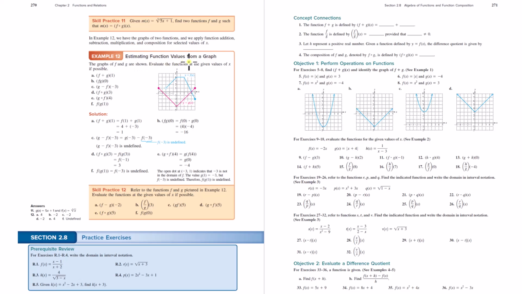Okay, estimating function values from a graph. We'll work some examples like this as well. Let's just give you more intuition of the ideas we're talking about here. Okay, let's work some example problems now.